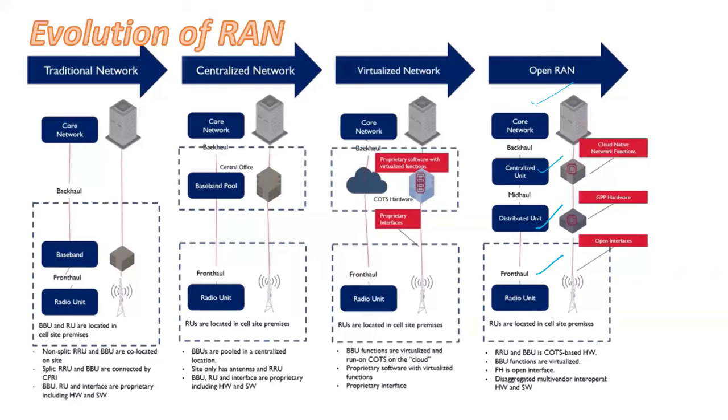And then the cloud native function, the GPP hardware, meaning you are also using general purpose hardware or COTS hardware, and the software defined networks, and the interfaces are open, meaning you can mix and match different vendors of the RU to the CU or the DU. Okay. So this is how the Open RAN is different from the virtualized RAN. Okay. So you remove the proprietary equipment. This is how the Open RAN differs from the traditional RAN.